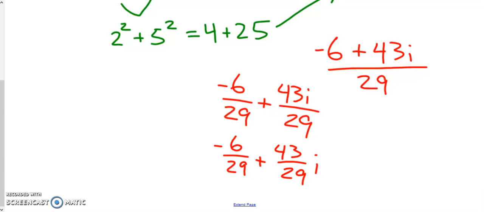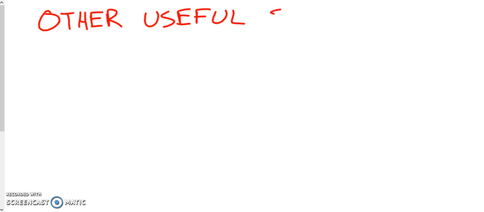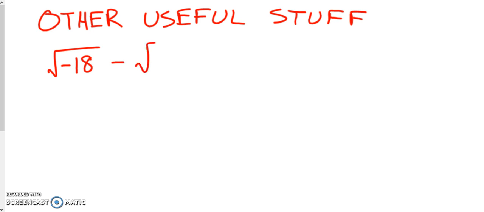All right, so picking up where we left off, this is a category or a little subtitle I like to title Other Useful Stuff. All right. So this is just some basic algebra that I need you to be able to do. And it also deals with imaginary and complex numbers.